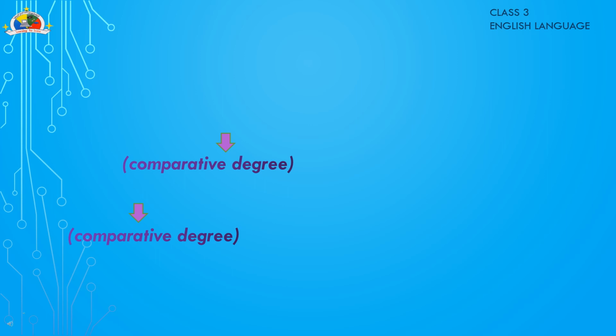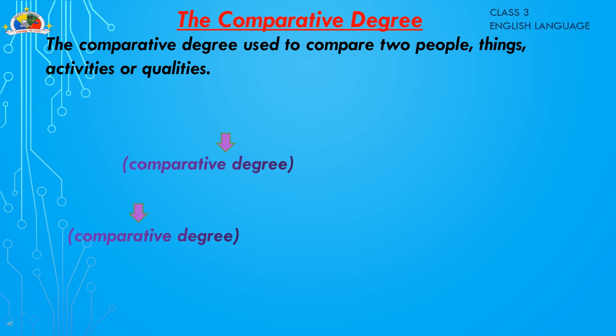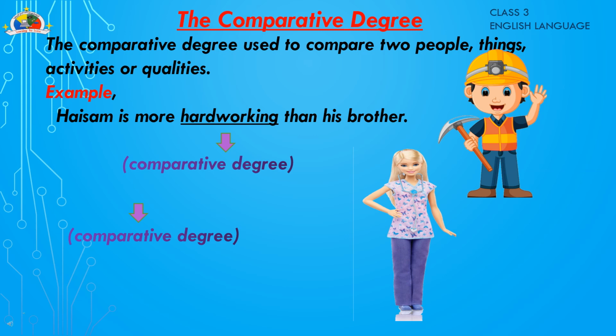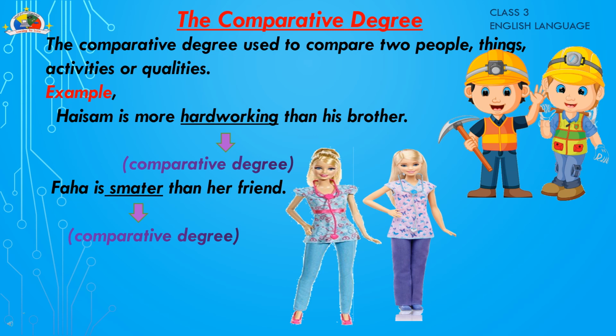The comparative degree. The comparative degree is used to compare two people, things, activities, or qualities. Consider the following example. Hassan is more hardworking than his brother. Here we are comparing the work of Hassan with his brother. So it's a comparative degree as we are making comparison between two people. Faha is smarter than her friend. Here in this sentence we are comparing Faha's smartness with her friend. Since we are making comparison, it's a comparative degree. And we are making comparison between two people.